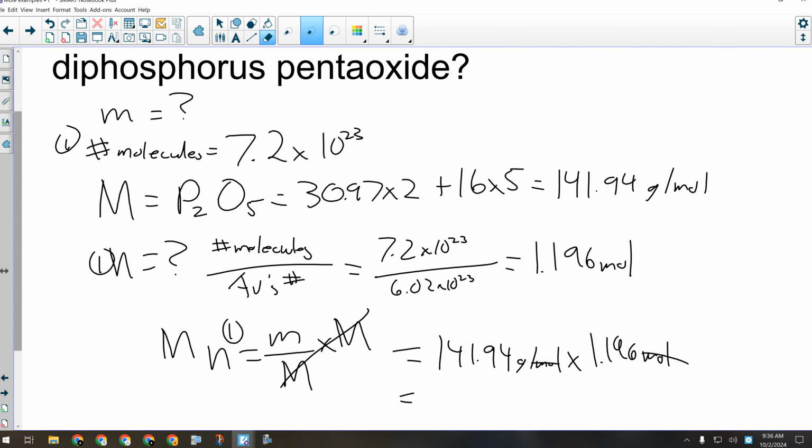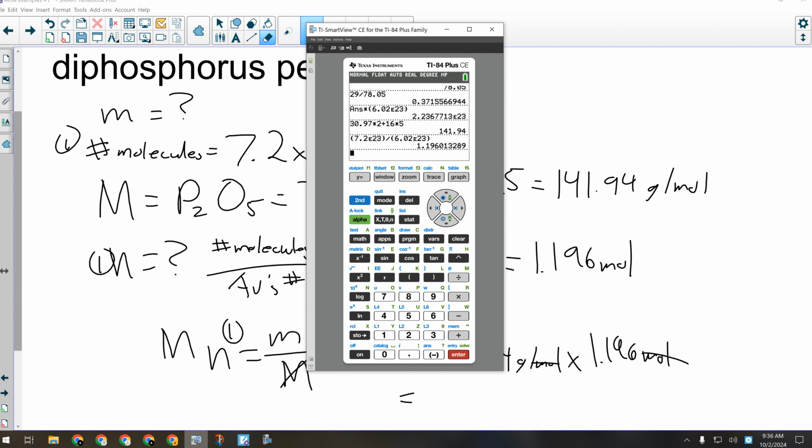And I'm gonna keep all the numbers in my calculator there. So take the 141, okay, and multiply it by that number. Okay, so I have 169.76 grams.